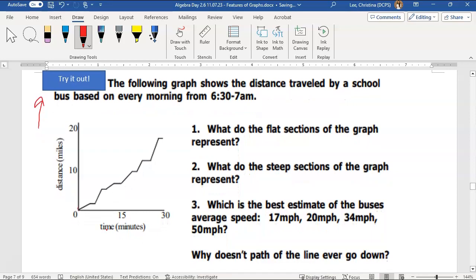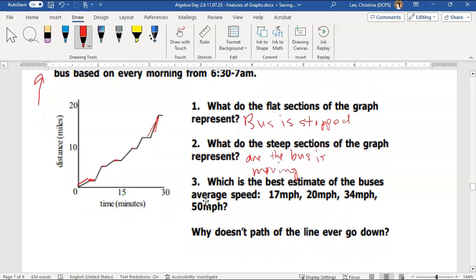So this is the bus is traveling distance, and then at these points right here, the bus has not increased its distance, but time is still passing. So these flat sections are when the bus has stopped. It hasn't increased its distance at all. It stayed the same for those periods of time. The steep sections of the graph are when the bus is moving. And remember, the steeper, the faster.